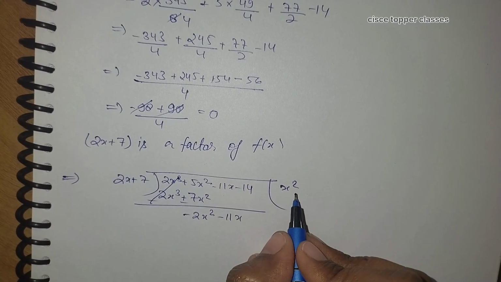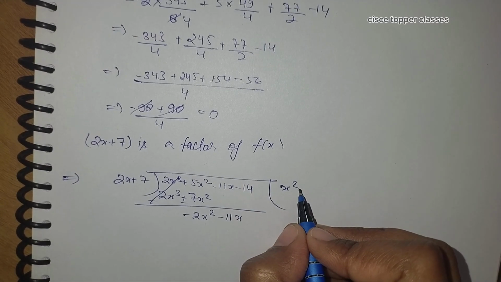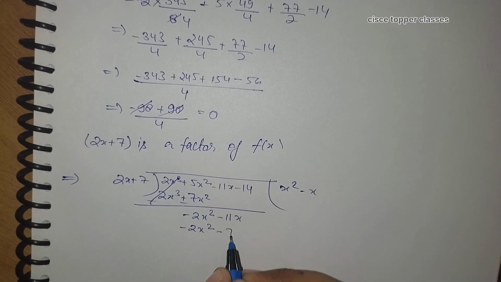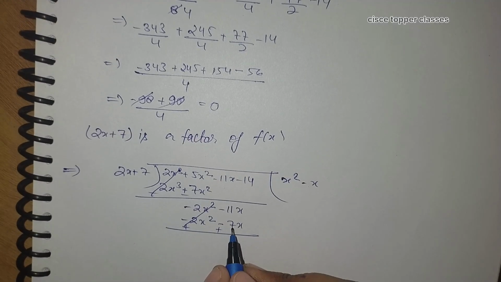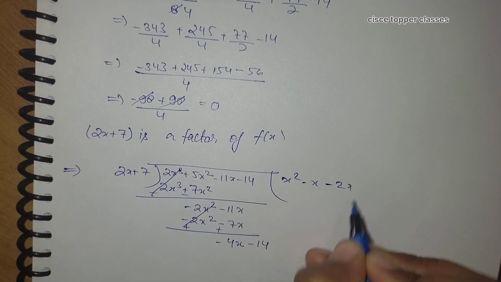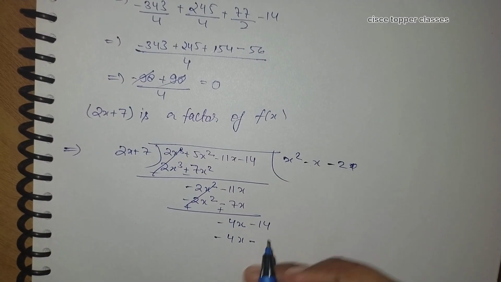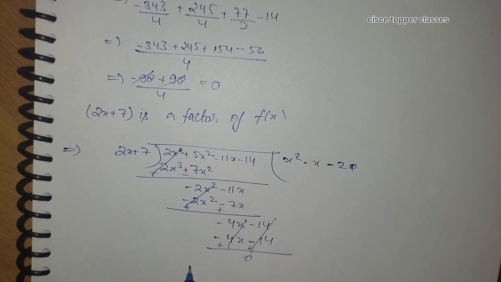Again on multiplying with x, we will multiply with minus x now, so that will become minus 2x square, then minus 7x. Adding it here, this will be cancelled out, and here we will get minus 4x, minus 14. Again multiplying with, sorry, only 2 we will multiply, so here minus 4x and minus 14. Now this will be cancelled out, this will be cancelled out, so the remainder is 0.